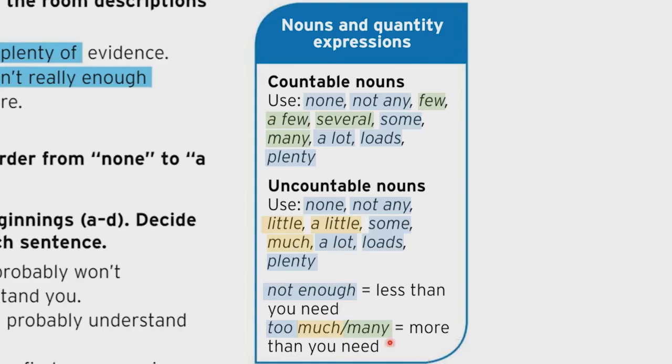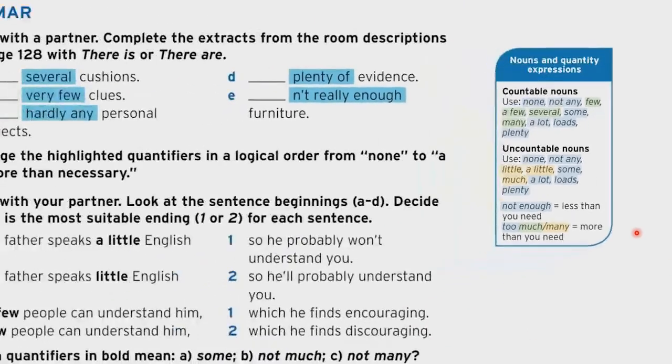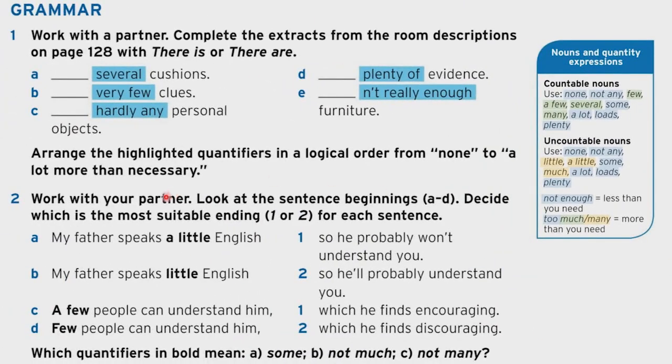Alright, if there are no questions, let's continue with exercise number 2. That says, work with your partner. Look at the sentences beginning A to D, these sentences, and decide which is the most suitable ending, 1 or 2, for each sentence. Alright, so for this pair of sentences, which will be the most suitable, 1 or 2, and for this, 1 or 2.